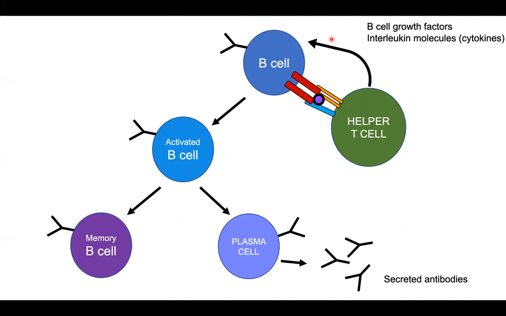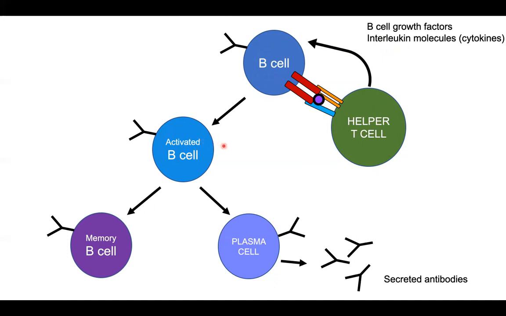And one group of these are called interleukins. And interleukins are the chemicals that are produced. They're like chemical messengers that are produced by the leukocytes, by the white blood cells. And so the helper T cell will produce these molecules, and that will cause the B cell to become activated.